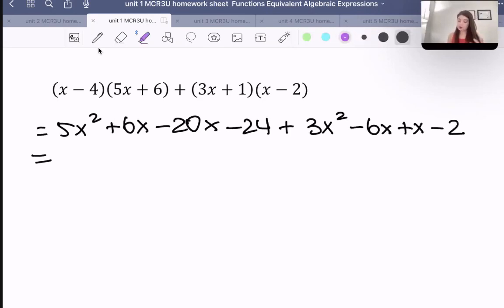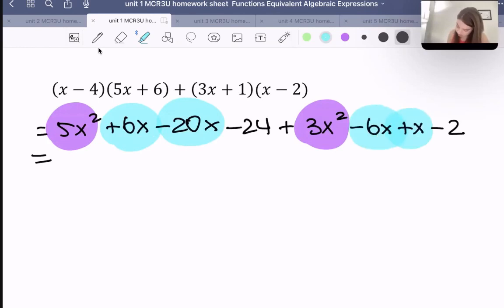So first I'm going to highlight like terms because there's a lot of them. There's actually only 3 different types of terms out of all these million gazillion terms, right? We have 8 terms here, and there's actually only 3 types of terms. So there's our x squares, which I'll highlight in purple. Then we have our x's, which are these 4 here. And then we have our constants, which are these 2 here.